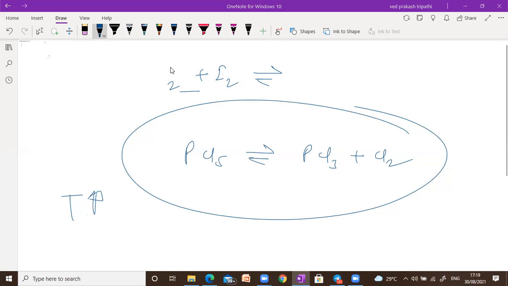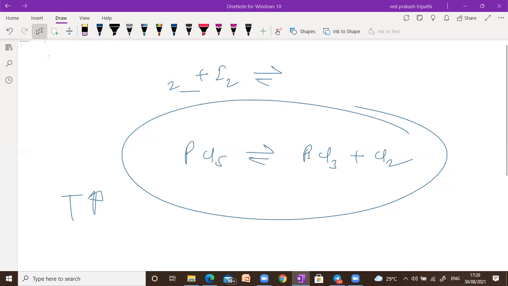Yes, this is dissociation, which is endothermic. Endothermic means heat is written on the reactant side. If heat is written on the reactant side, it means the reaction will move to the product side, the forward direction. Perfect.